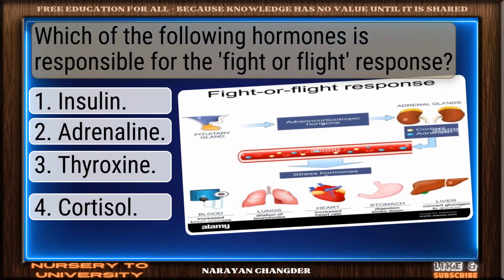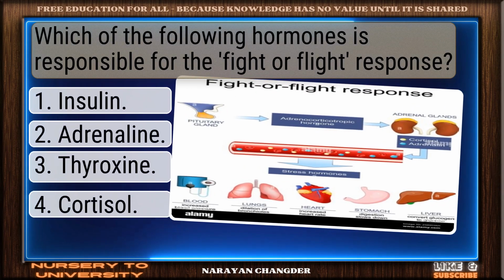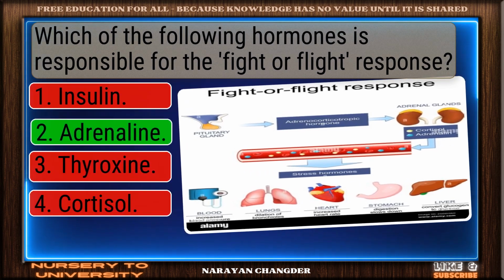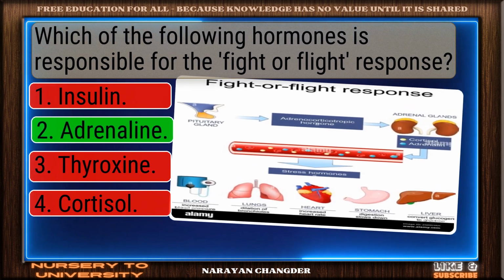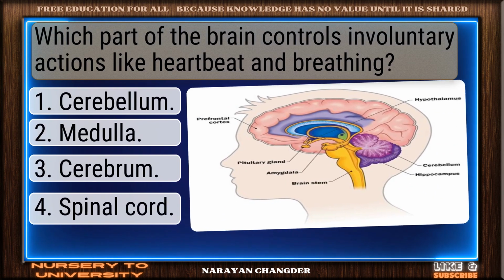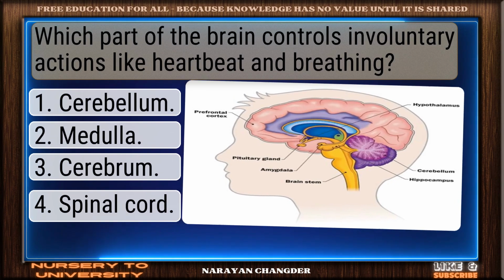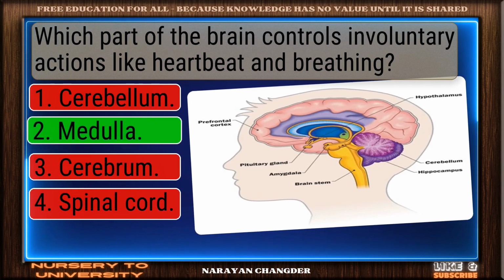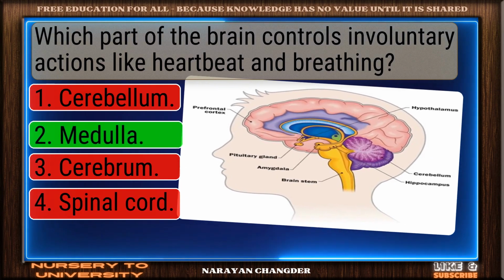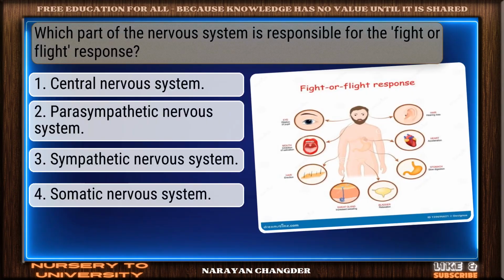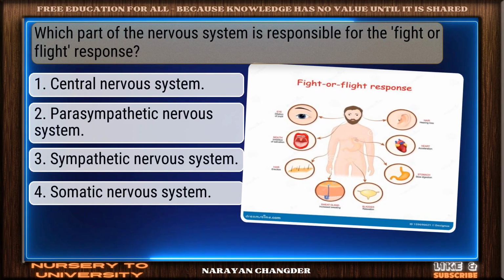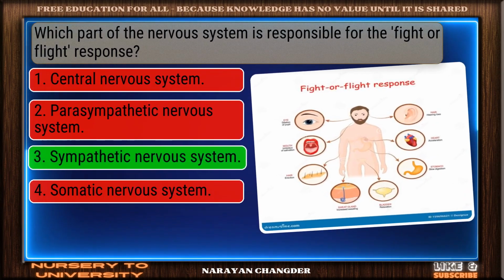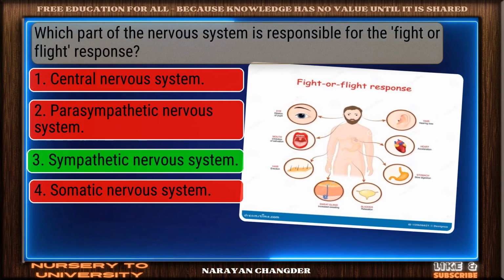Which of the following hormones is responsible for the fight or flight response? Smart pick. Adrenaline is correct. Which part of the brain controls involuntary actions like heartbeat and breathing? Nice work. Medulla fits perfectly. Which part of the nervous system is responsible for the fight or flight response? Good job. Sympathetic nervous system works well.